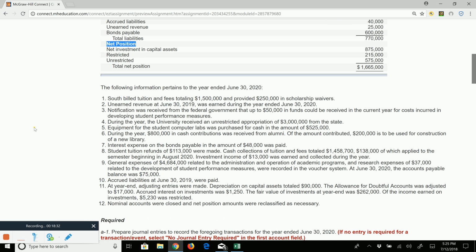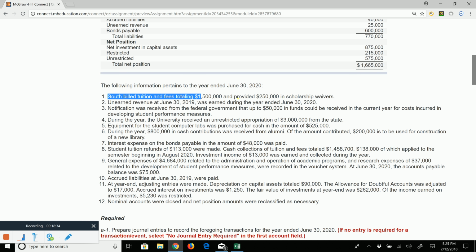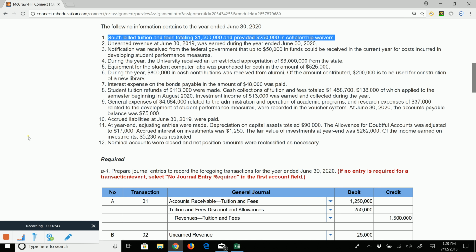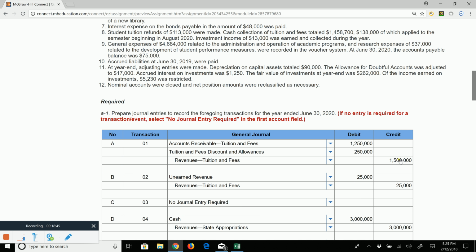Okay, so first, number 1, South University billed tuition and fees, $1.5 million, and provided $250,000 in scholarship waivers. So we're going to record the revenue for the gross amount. That is the same as a private nonprofit university. But we're only going to record the receivable for the net amount we're going to collect. And the difference between the two, we're going to record as a debit to a contra revenue account, tuition and fees discount.